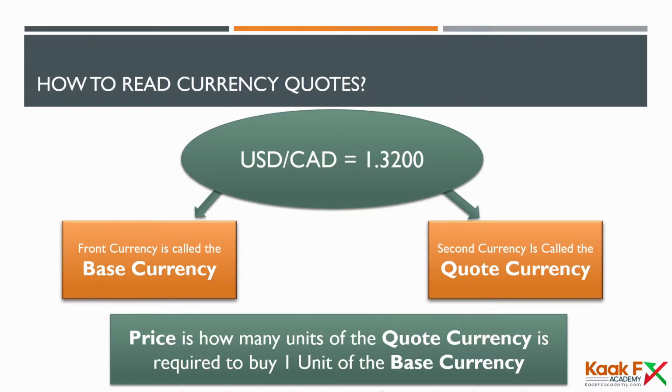So in this case, we need $1.32 Canadian to buy $1 US. So US is the base currency, the Canadian is the quote currency, and the price is in Canadian. So in order to buy $1 US, you have to pay $1.32 Canadian.